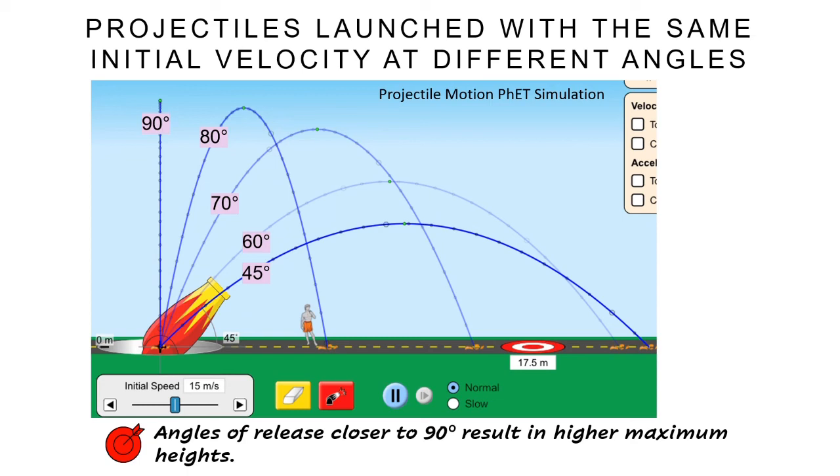As the angle of release increases from 0 to 90 degrees, the height of the projectile also increases. Angles of release closer to 90 degrees result in higher maximum heights. Note that at 90 degrees, the object is in free fall, not in projectile motion, since there is no horizontal motion.